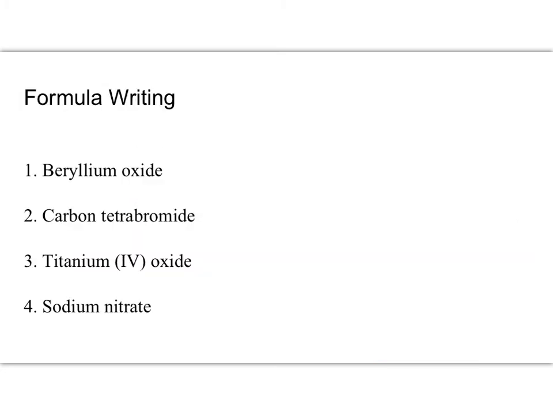Our first couple examples are going to be writing formulas. So we're given the names, and we're going to need to write the formulas. All of these are binary compounds, so we're going to just assume that right off the bat. So our second question is going to be, is there a metal present? Looking at number 1 here, I have beryllium oxide. Beryllium is a metal, and oxygen, which is what oxide is referring to, is a nonmetal. So that means this is an ionic compound.